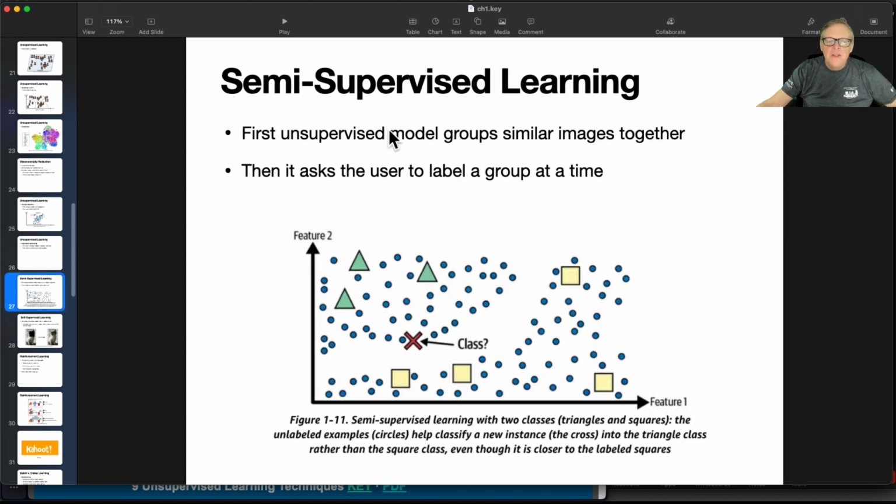And then there's semi-supervised learning, where first you make groups, and then you ask a user to label this class. Say, look at these, so you make the job easier for a human. Instead of a human having to label all these points, the human would just have to label representatives of each class. That's one way to get labels in there.